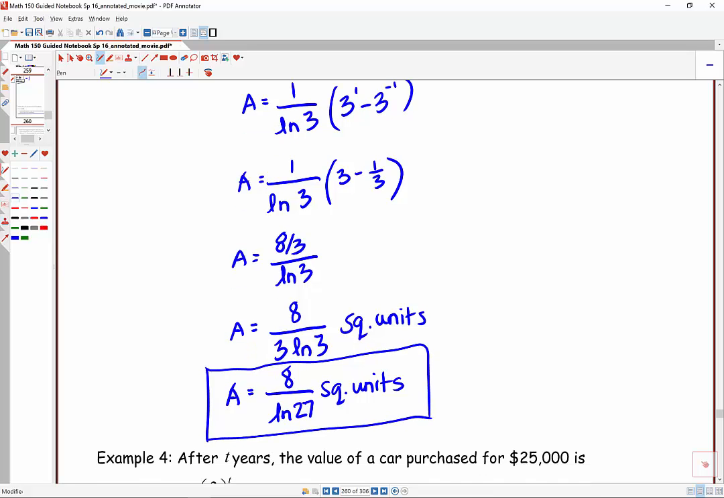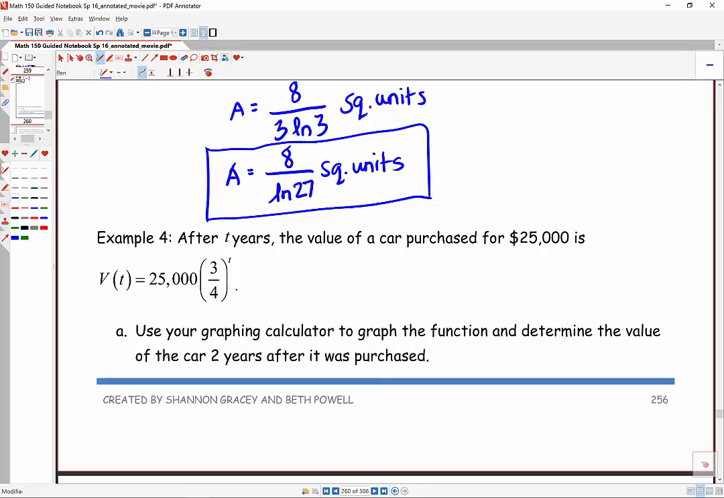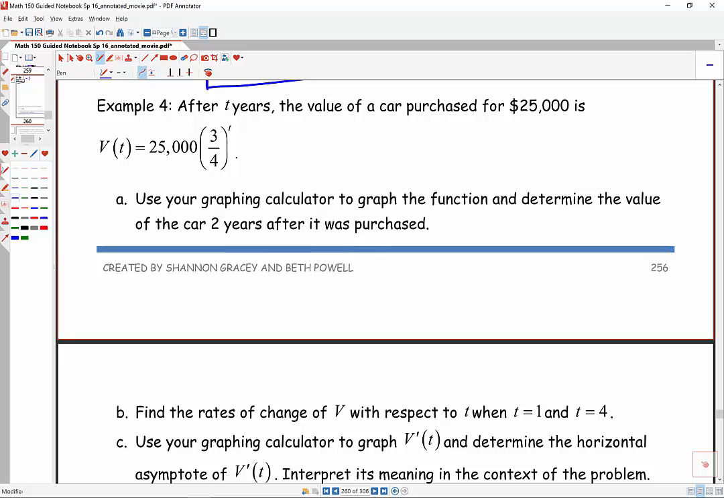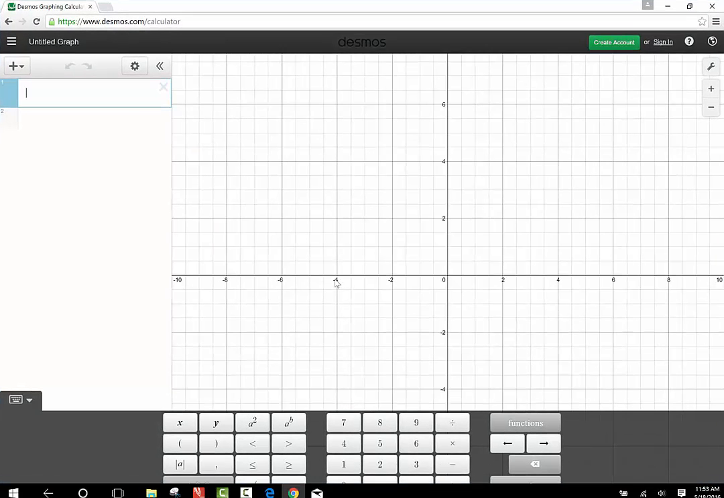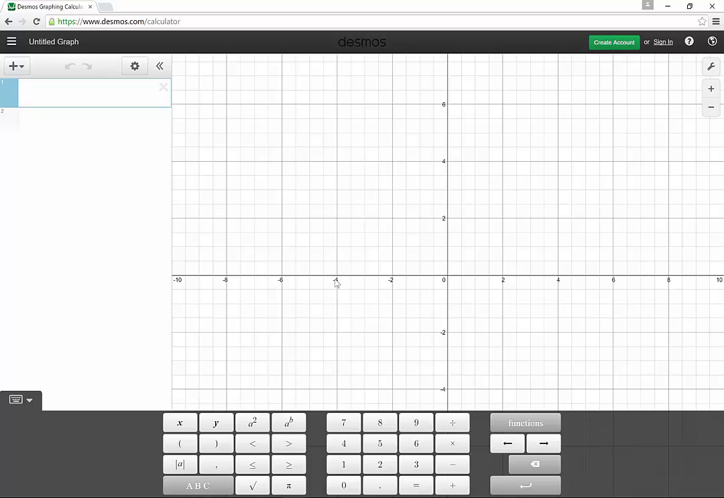After T years, the value of a car purchased for $25,000 can be modeled as the value at time T is 25,000 times quantity 3/4 raised to the T. Right? So we're going to use our graphing calculator to graph the function and determine the value of the car 2 years after it was purchased. Okay, gotcha.